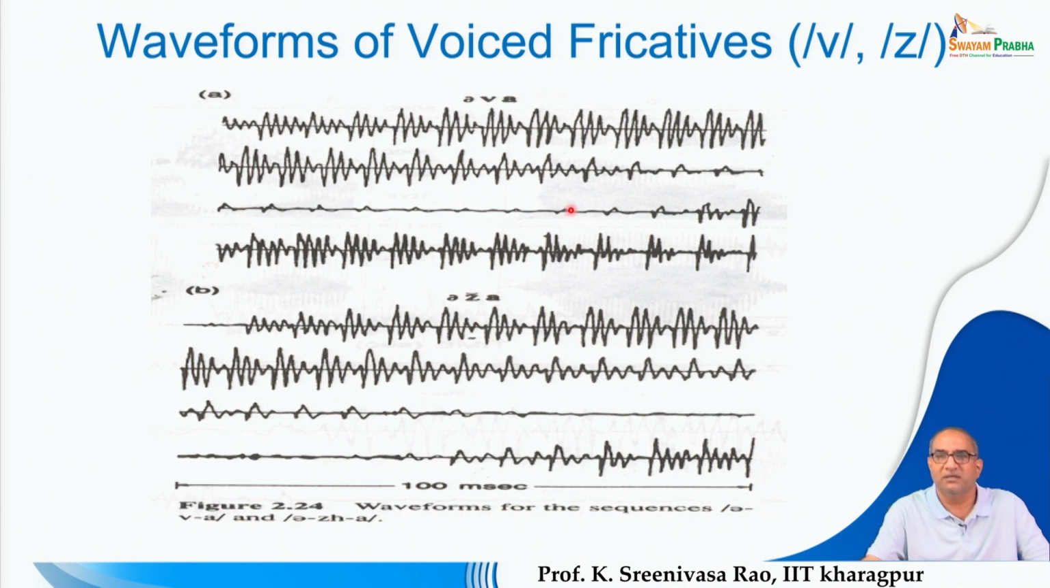In the next class, we will discuss the spectrograms, or frequency domain characteristics, of these voiced fricatives, and then we will move on to discuss other groups of sound units like voiced stops, unvoiced stops, and so on.